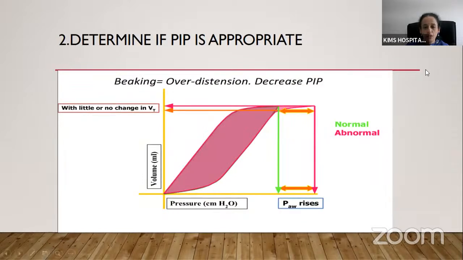So this is the beaking, which we already discussed. Once we are increasing the pressure beyond a certain limit, there will not be any change in the volume, with little or no change in the tidal volume. So this causes beaking or over distension. We should try to avoid this. What should we do then? We should decrease the peak inspiratory pressure.